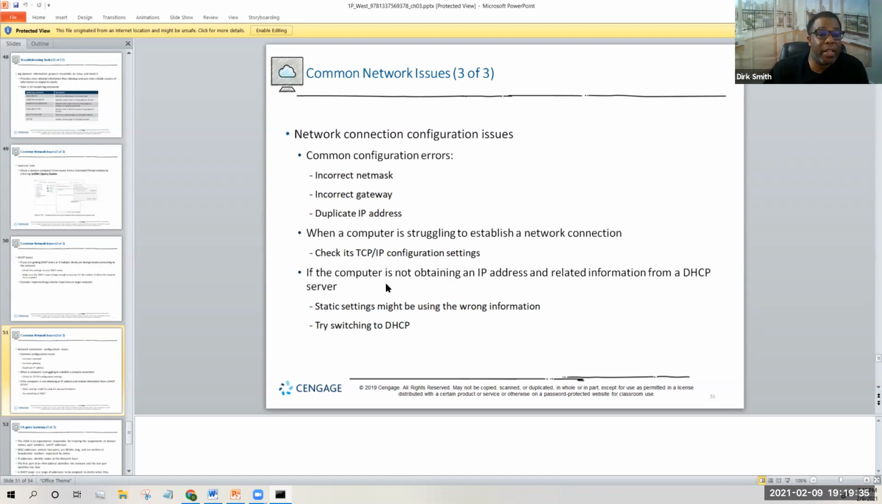And personally, I've never had that issue, so I don't think you would have that issue. But if you are a network administrator and you're installing all these computers at Solano College, you want to be aware of that. Network connection configuration issues: incorrect net mask, gateway, and duplicate IP addresses.